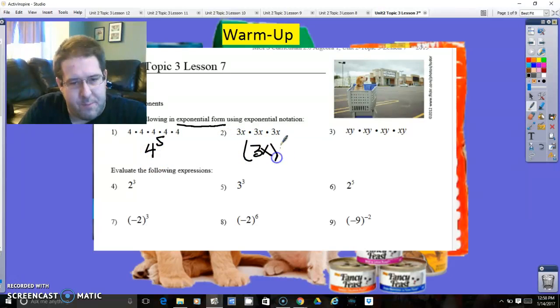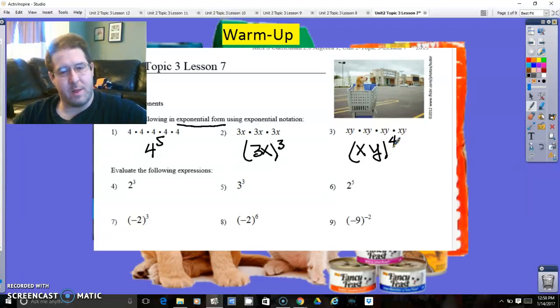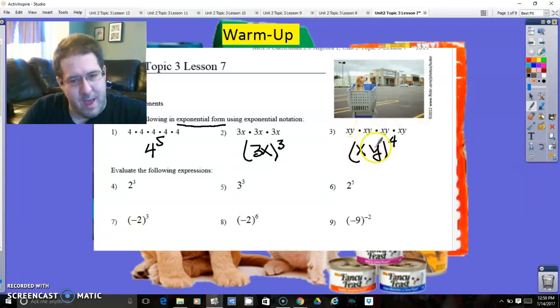3x times itself 3 times, and xy multiplied by itself 4 times. You do need the parentheses. Without the parentheses, this will be xy to the 4th, and not x to the 4th, y to the 4th. So the parentheses are important.